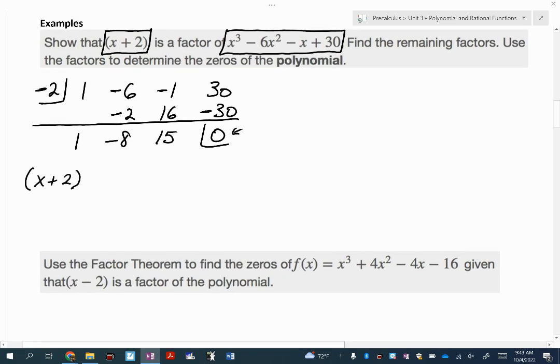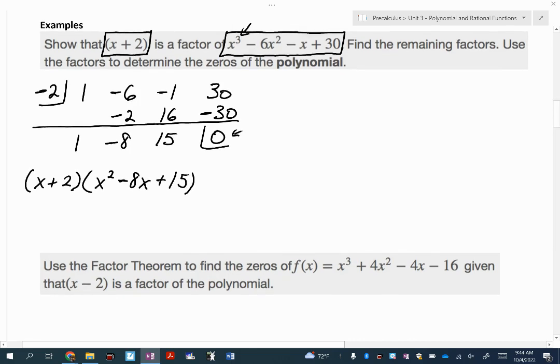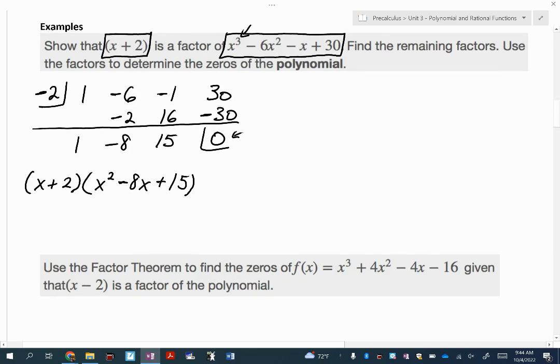You write down x plus 2 is your factor times, and as we did in the last lesson, we started with x cubed, so if I go 1 less than that, it's going to be 1x squared minus 8x plus 15. All of that, if I were to multiply it out, gives me my original polynomial of x cubed minus 6x squared minus x plus 30.